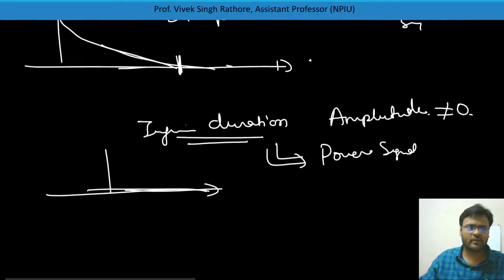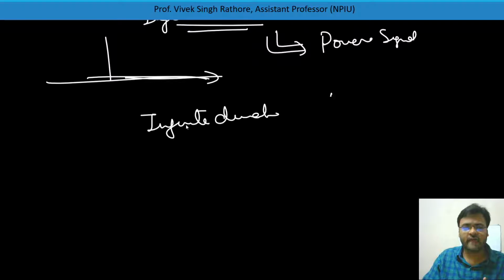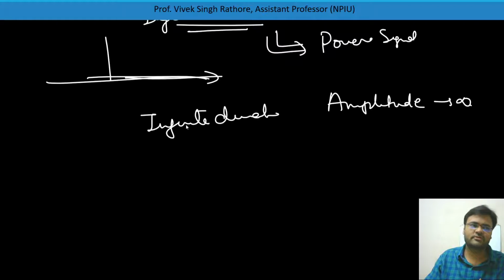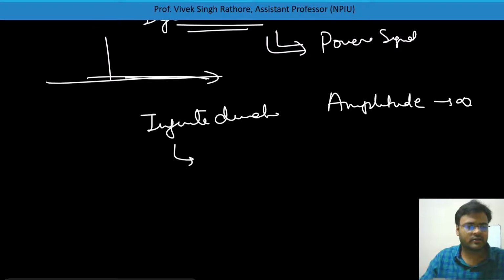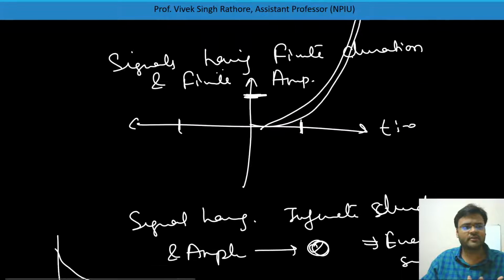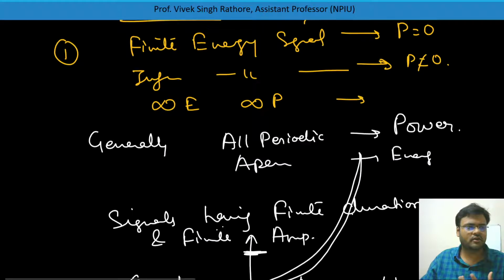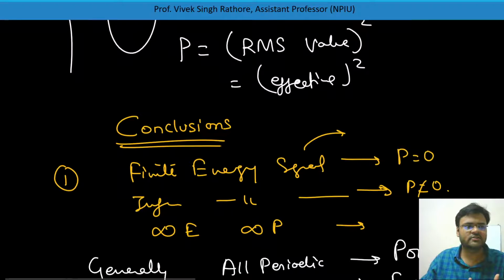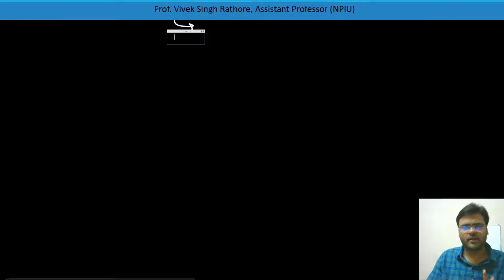And third and last portion, if a signal is having infinite duration and the amplitude is also tending to infinite, then this signal will be neither an energy nor a power signal. So these all are the conditions of energy signal and power signal. I think you must have understood the proper conditions, on what condition we can say that it is an energy signal or power signal. Very easy and very effective for solving questions.